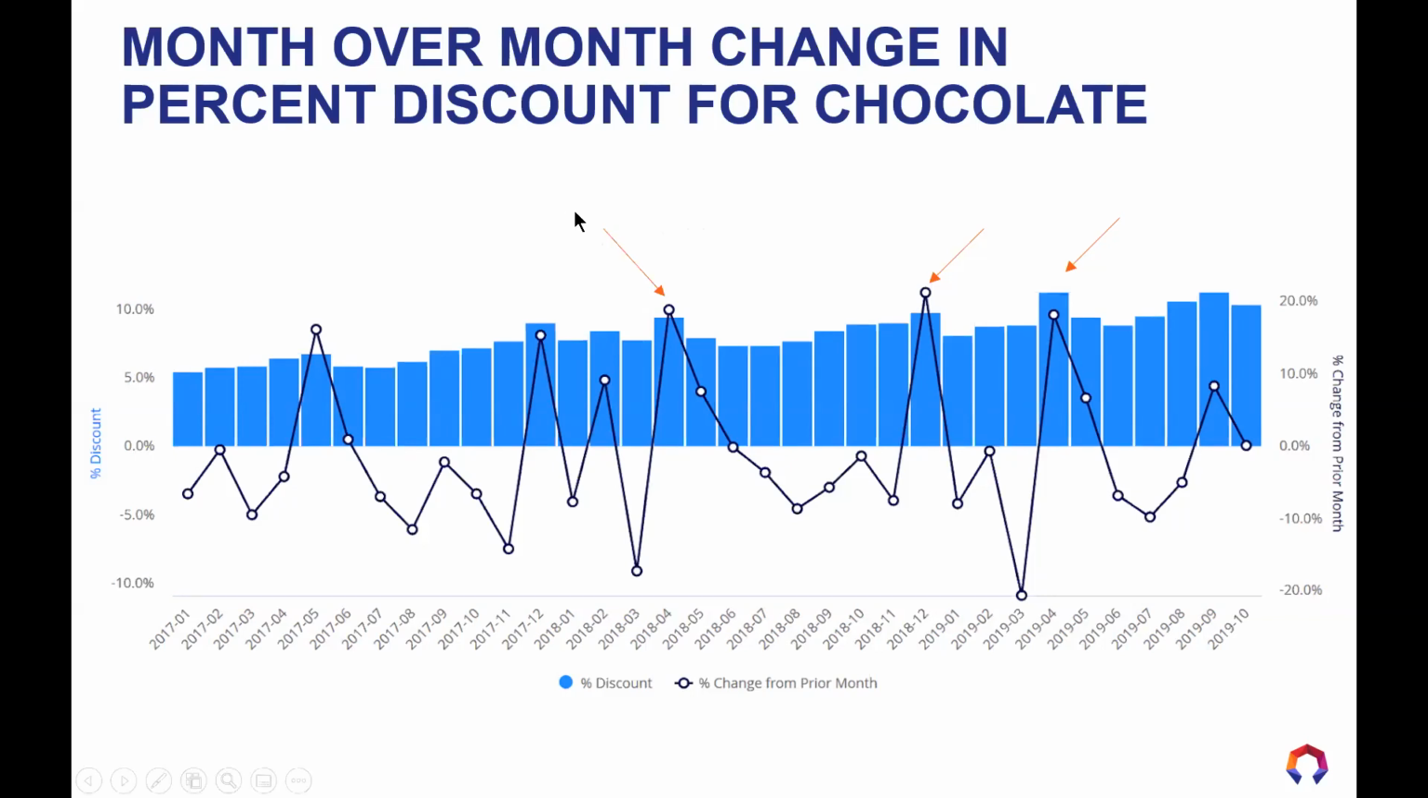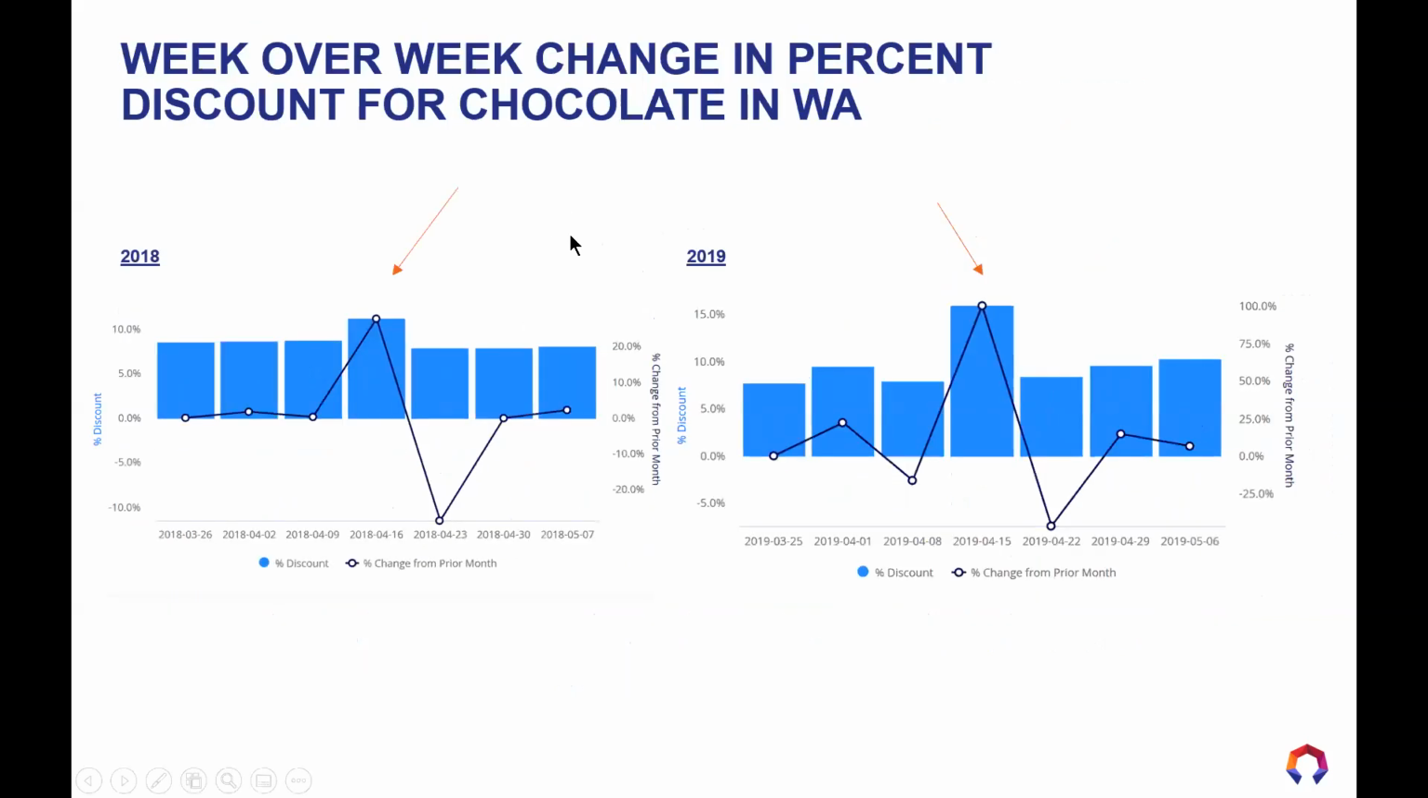And just to zoom in on two of those, it's right around April 420, of course, that we're expecting a big jump. In 2018, we're right under 10% and the discount jumps up to 11%. So consumers are expecting a discount in chocolate. In 2019, we're going from right around 9 to 10% all the way up to 15%. So we're seeing that increasing demand.